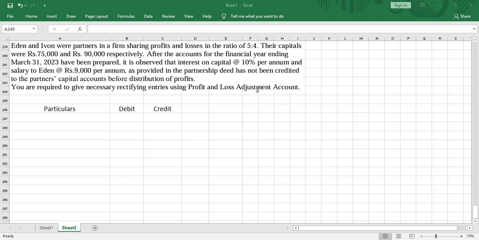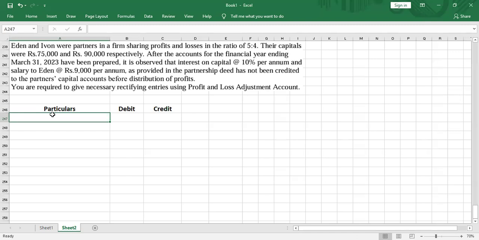If they tell you to pass the rectification entries, or if they just tell you to pass adjustment entries, then you do it how we did it in the previous videos. We prepare the wrongly credited to be credited, and then we find out whatever has to be covered, and then we do partners capital account. Through the partners capital account, we rectify it. But if they tell you to do it through profit and loss adjustment account, it's actually very, very easy, my dear children.